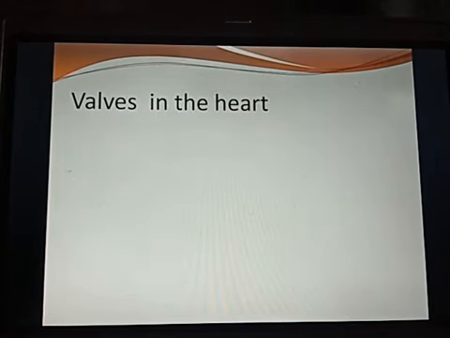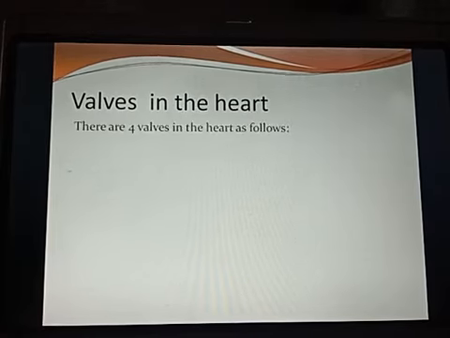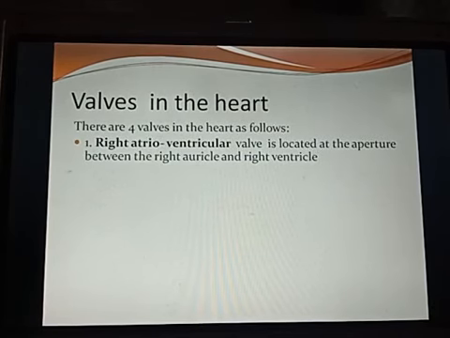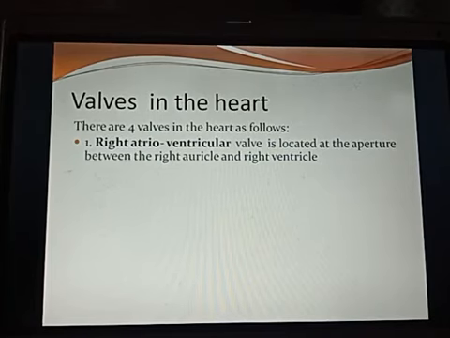Now we will be seeing the various valves that are present in the heart. There are basically 4 valves present in the heart. Let us see what those are. The first one is the right atrioventricular valve. It is located at the aperture, meaning the opening, between the right auricle and right ventricle. At the point of junction where the right auricle and right ventricle meet, there is an aperture, and at this aperture the right atrioventricular valve is present.